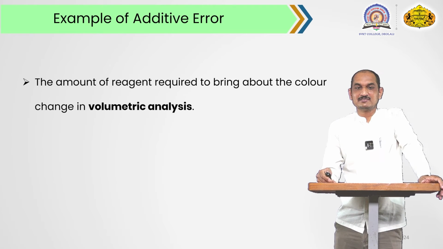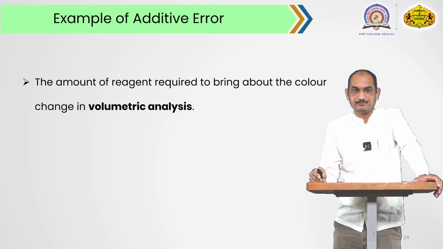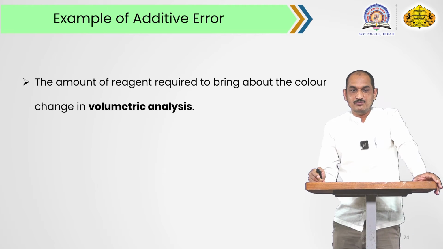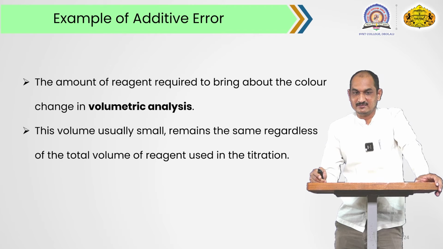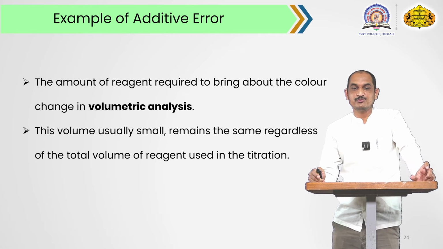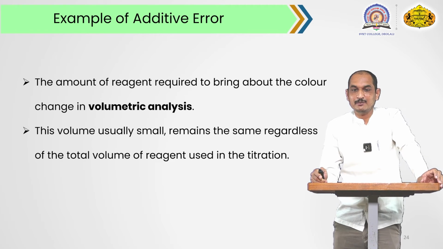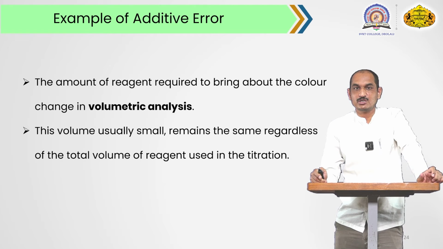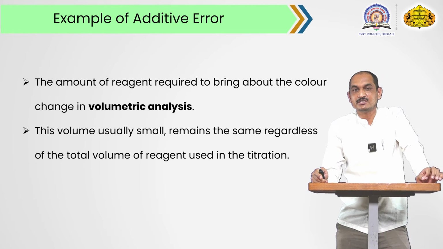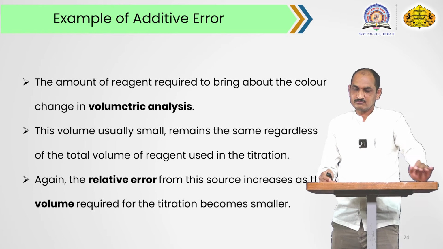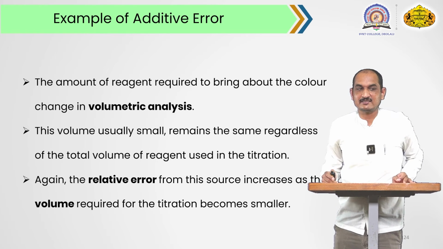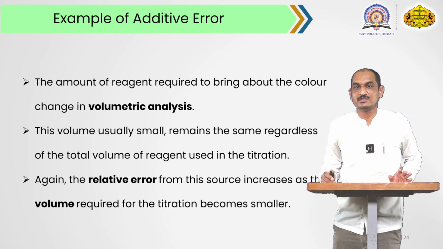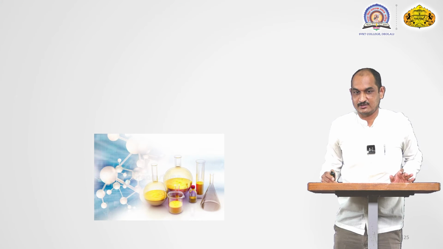We discuss some examples of additive errors. When the amount of reagent required to bring about the color change in a volumetric analysis, that means this volume, usually small, remains the same regardless of the total volume of reagent used in the titration. Again, the relative error from the source increases as the volume required for the titration becomes smaller.